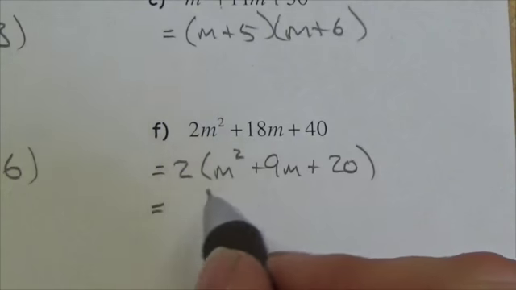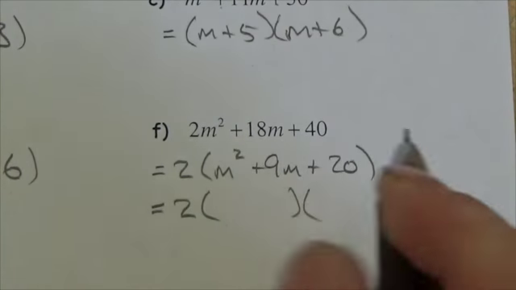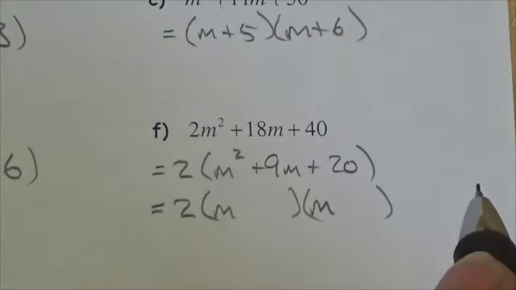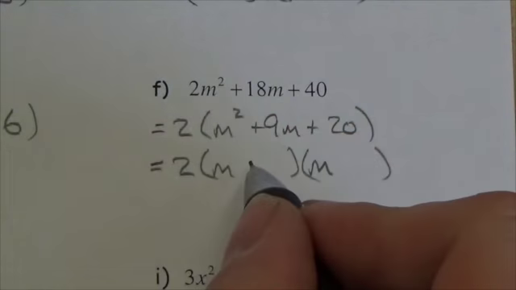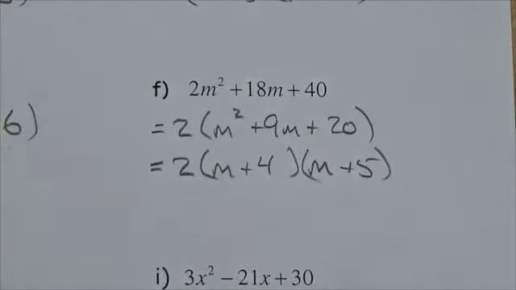Okay, now I've got a trinomial here, but don't forget about the 2 that you pulled out. So this will be m and m. Now I'm looking for factors of 20 whose sum is 9. And for most of us, when we talk about factors of 20, your head goes to 5 and 4 immediately anyway. And yeah, those add up to 9. So there we go. Those are the factors that we're looking for.